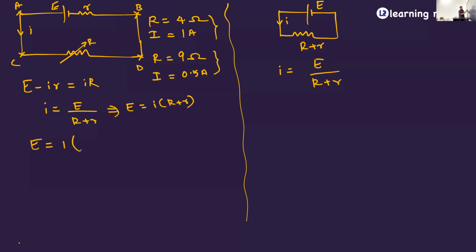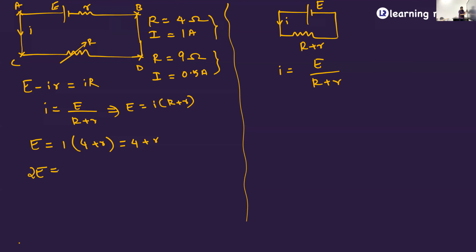I is 1 into 4 plus small r. That is going to be 4 plus r. Second case, what will happen? I is equal to half. So half means 2 will go to the other side.